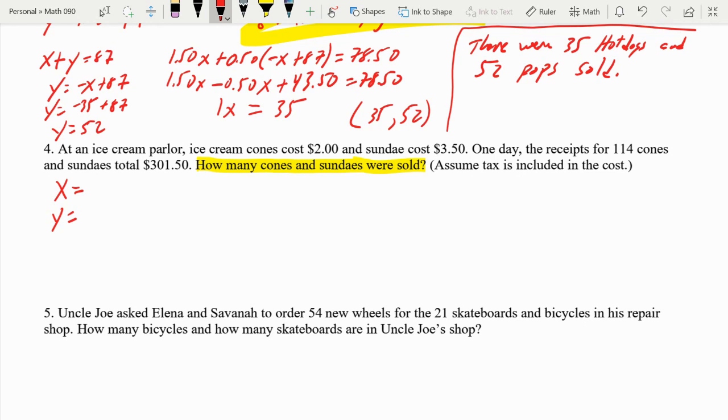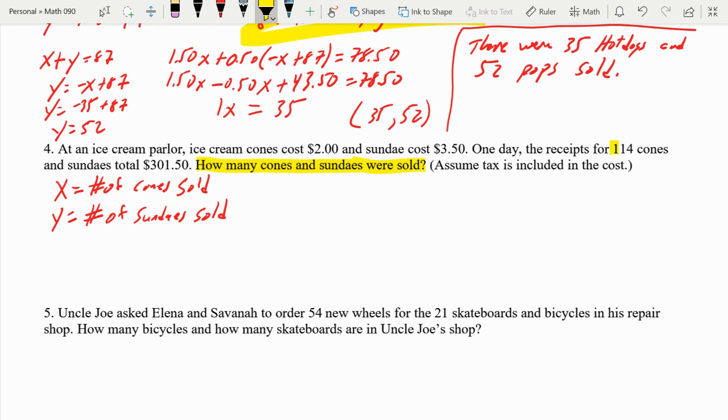Nope. So, how many cones? x is going to say the number of cones. So, the number of ice cream cones sold. Again, be specific, please. And then y represents the number of sundaes sold. All right. Now, what are the totals?